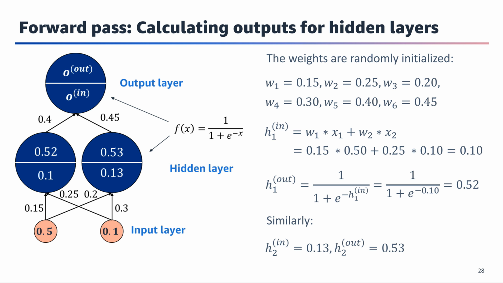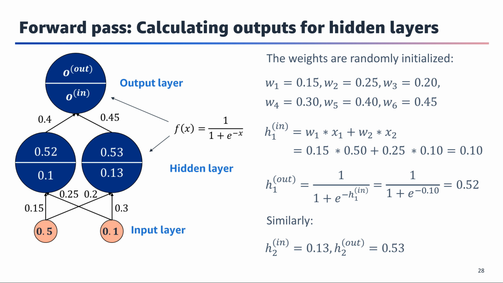Now you have what you need to push the 2 inputs through the network and compute the network's output based on those 2 inputs. The process is as follows. Move from the input layer to the hidden layer. With the inputs 0.5 and 0.1, the weighted sum arrives at the first hidden neuron, H1. The following is calculated. H1 in equals 0.15 times 0.5 plus 0.25 times 0.1 equals 0.1. This weighted sum is then transformed by the sigmoid activation function into 0.52.